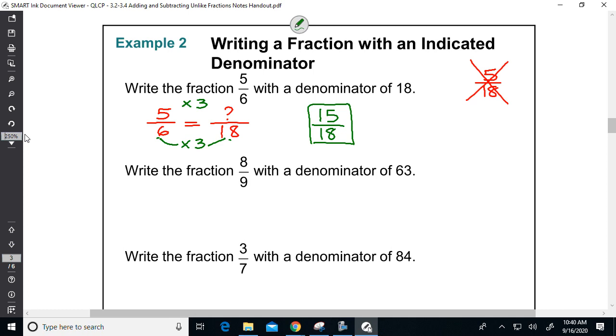What you do to the bottom, you must do to the top. There's no choice in that. There's no option in that. Any questions before we continue?